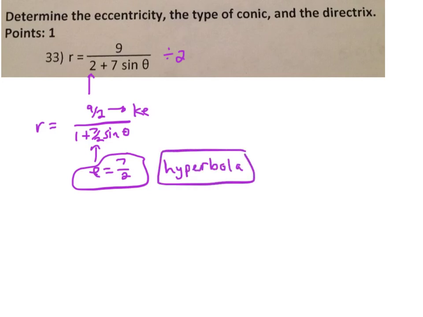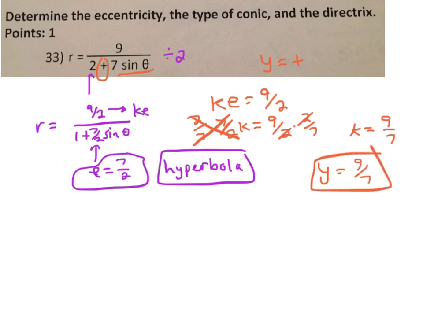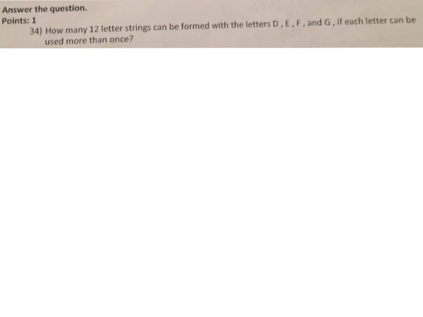Now all we need is the directrix. So since this was a positive and a sine graph, it's going to be y equals some positive value. And we know that KE equals the top, which is 9 halves. We know now that E is 7 halves. So we just need to solve this. K equals 9/7, which means that our directrix is y equals 9/7.